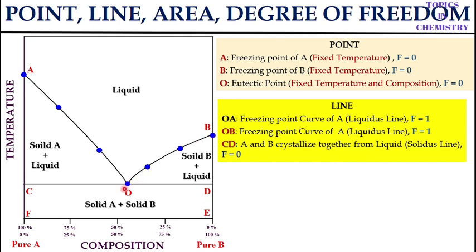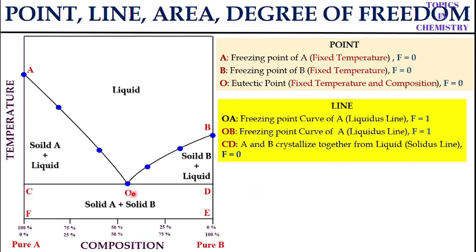Now, if you consider this BO line, I have already told you that B is the freezing point of B, and through this line, gradually the freezing point of B decreases, so this is called the freezing point curve of B. It is not A, it is B. And this is called the liquidus curve, also a liquidus line. Here at each point B freezes out, B solidifies from the liquid mixture. So here also F is equal to 1.